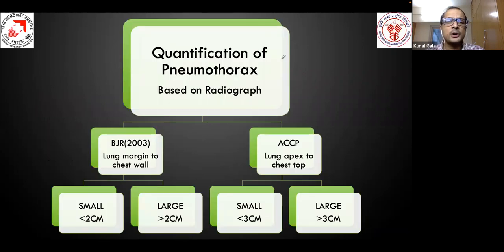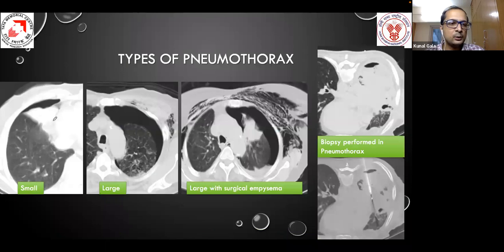Coming on to the quantification of pneumothorax, the most common guideline followed is according to the BTS. According to it, a small pneumothorax is less than 2 centimeters as seen from the lateral side, and a large one is more than 2 centimeters. If it is less than 2 centimeters, this is a small pneumothorax. Just leave it alone, and the patient needs to be warned regarding any breathlessness. A small pneumothorax generally resolves on its own.